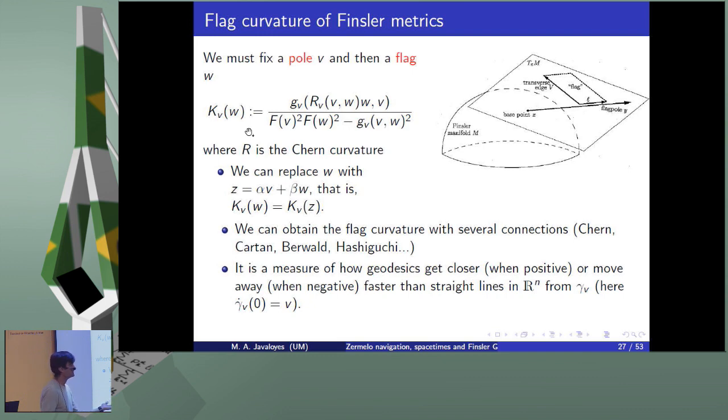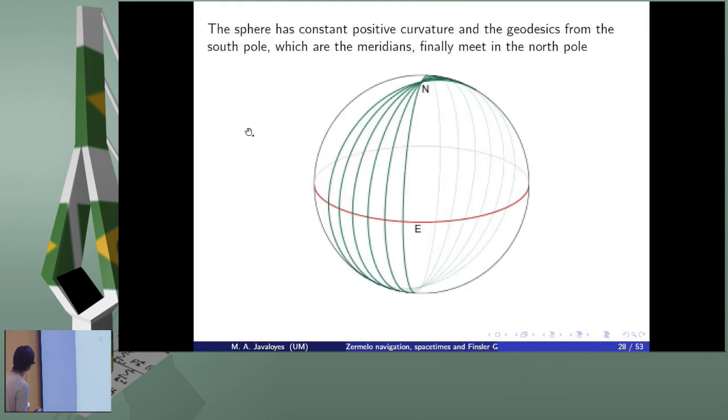In the Riemannian case, it depends only on the plane. But in Finsler geometry, you need to fix the geodesic. So you fix the geodesic, and then you study geodesics in a certain plane, which are close to this geodesic. So, for example, in the sphere, as the sphere has positive curvature, the geodesics get closer and closer. And in fact, geodesics departing from the South Pole meet at the North Pole. So they get closer and closer until they meet.